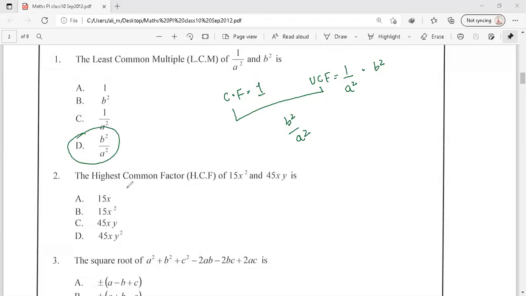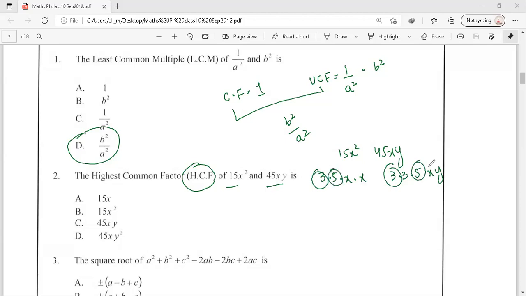Then we have question number 2, in which we have to find the HCF of these two terms, 15x square and 45xy. So the factors of 15 are 3, 5, x and x. And in 45xy, we have 3 multiplied by 3 is 9, and 9 5s are 45, and xy. The highest common factor is the common between these two terms. So 3 is common. We have 1 5 common and 1 x common.